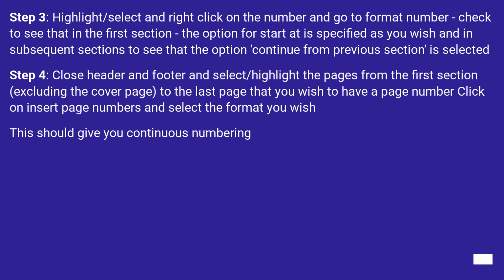Step 4. Close Header and Footer and select/highlight the pages from the first section, excluding the cover page, to the last page that you wish to have a page number. Click on Insert Page Numbers and select the format you wish. This should give you continuous numbering.